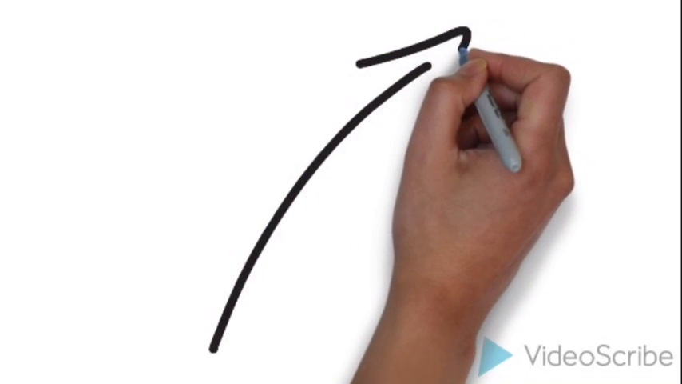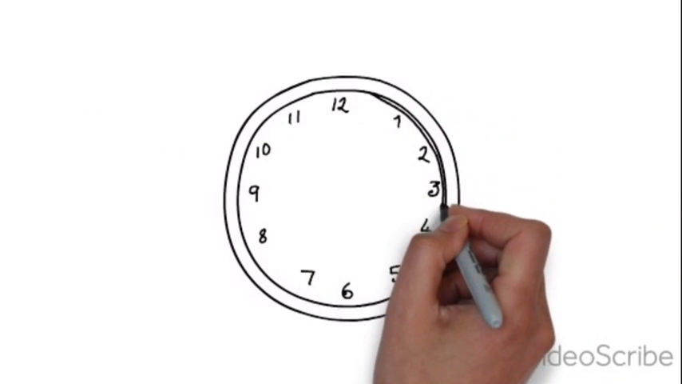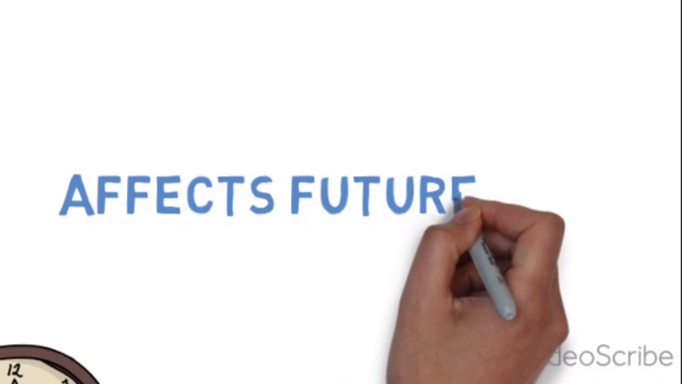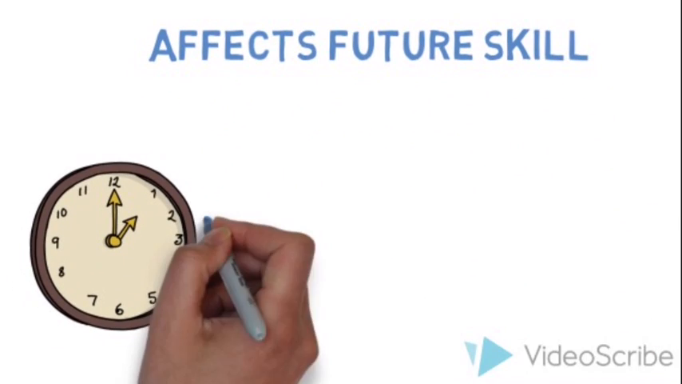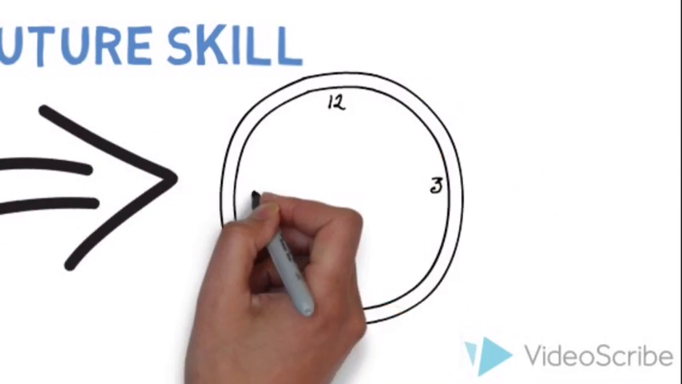Proactive transfer is where the learning of a skill has an effect on a skill being learned in the future. So if you were learning a forward roll today, this possibly would help you in the learning of a somersault tomorrow. It would definitely affect the learning of the future skill.